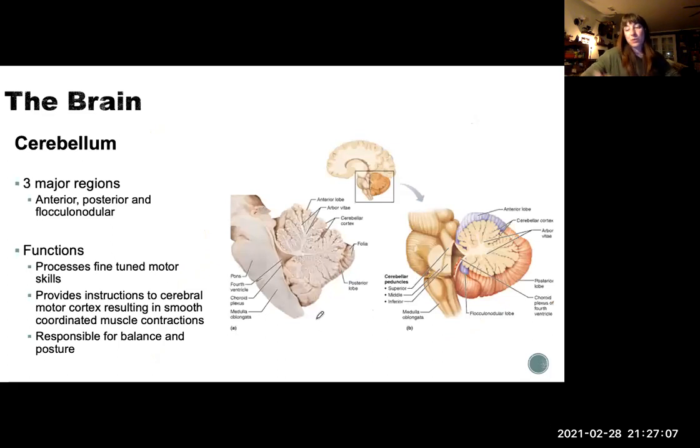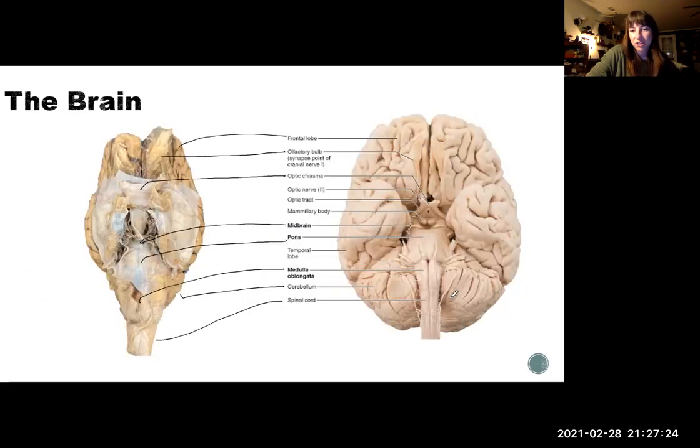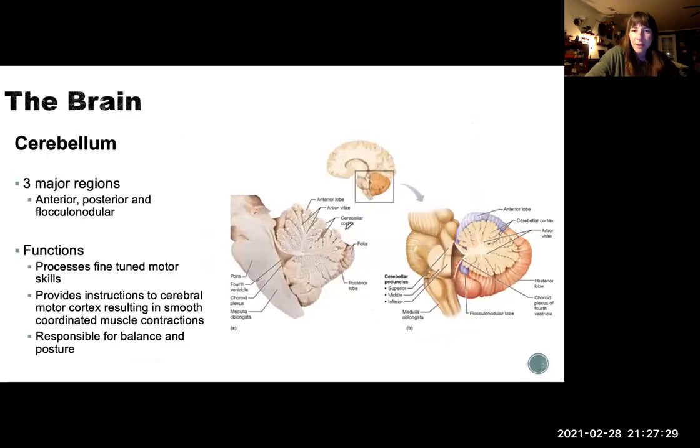Okay, so we talked about the cerebrum. We talked about the diencephalon down in the middle of the brain. We talked about the brainstem, which includes the midbrain, the pons, and the medulla oblongata. Let's talk about the cerebellum now, okay? Let's talk about this weird structure sitting back here behind and below the occipital lobe, right? This guy is pretty weird.